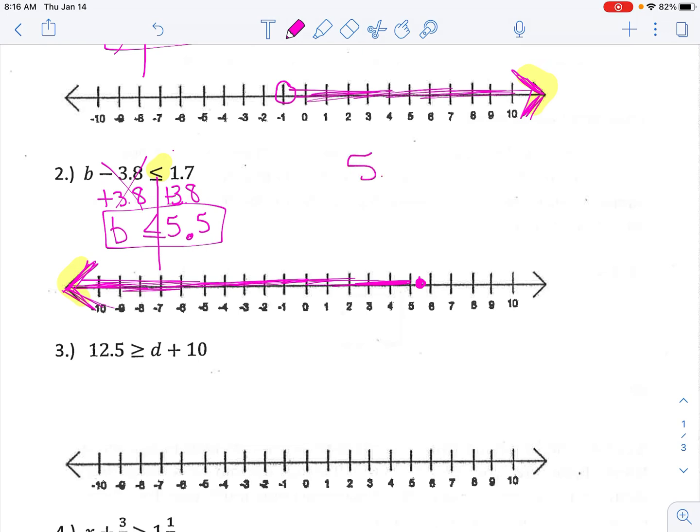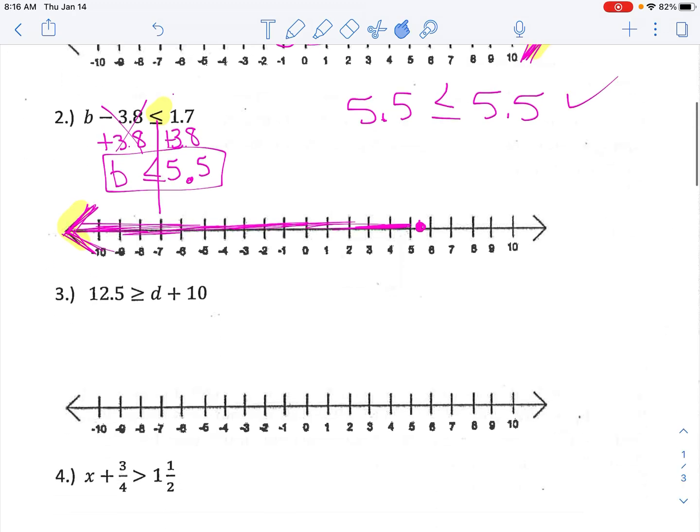If I substitute 5 5/10 for b, is it true that 5 5/10 is less than or equal to, and "or equal to" is a very important phrase here, 5 1/2? Yes. So that's going to be a closed circle, and that tells the person reading the graph that 5 1/2 is a possible solution for b.